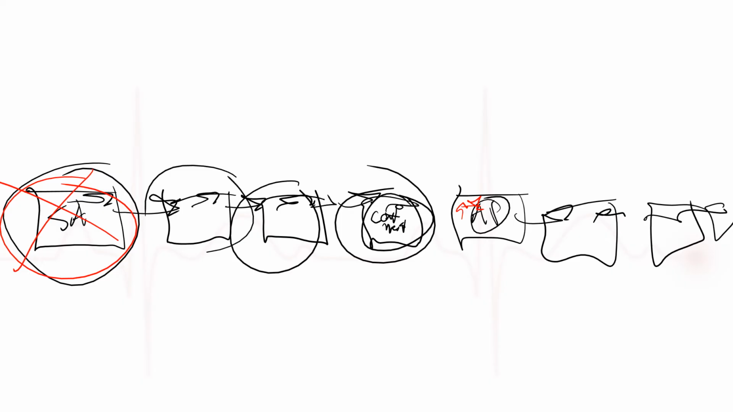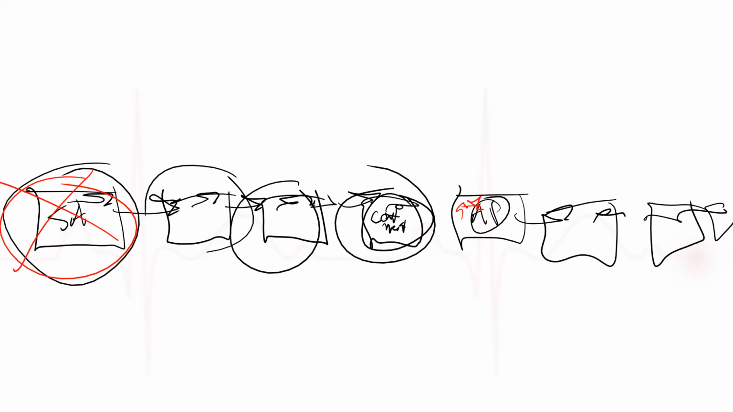The AV node is a backup. If the SA node were to stop working, then the AV node would begin getting to threshold on its own. The AV node would start generating its own action potentials, and those action potentials would then propagate into the ventricular fibers, and the right and left ventricle would still be able to contract. And you might think to yourself, well, it takes the AV node a lot longer to get to threshold. Here's what we can say.